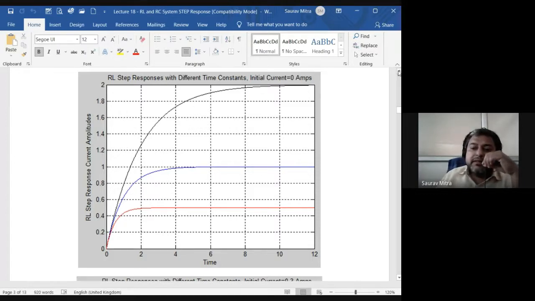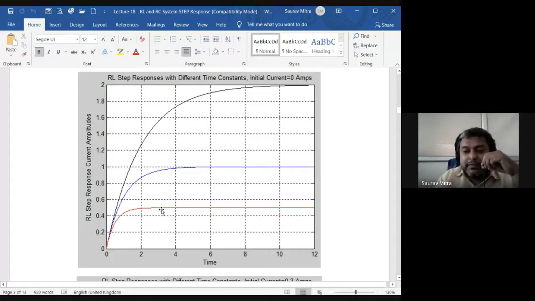I want your answer. I'm waiting. I have shown you three responses. Which graph is reaching the output fast, steady state fast? Red graph, sir. Red is reaching fast. Thank you, Rutik. Okay, so you're finding that red is reaching this very fast.